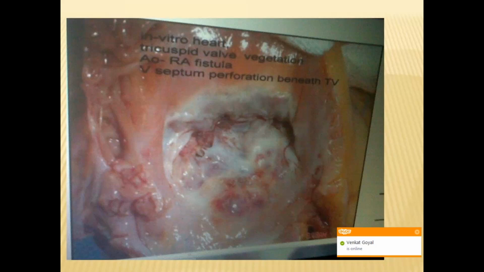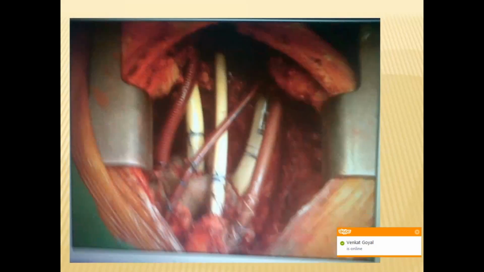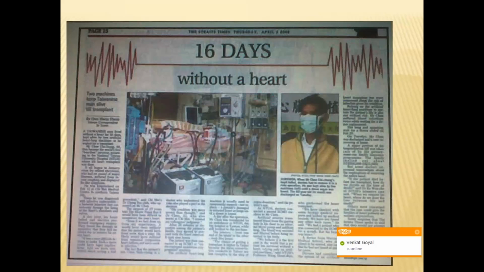They told me about one case where there was a person with infective endocarditis with vegetations, an aorta-RA fistula and ventricular septal perforations beneath the tricuspid valve. When they took him for corrective surgery, they found it was not correctable. They did a cardiectomy and put the patient on ECMO, removing the heart. The patient came out of the OT with these parameters.